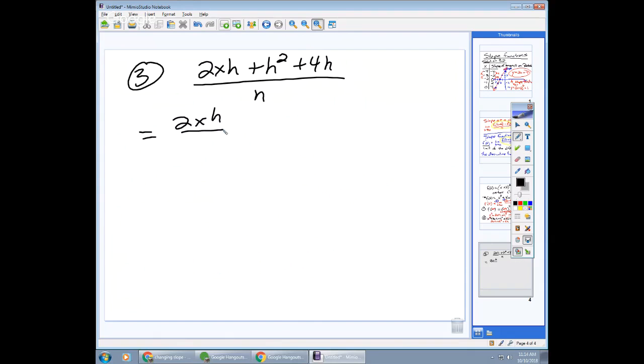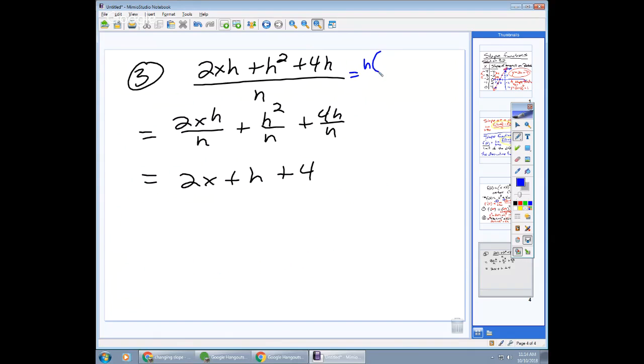So that gives me 2xh over h plus h squared over h plus 4h over h. And that gives me 2x plus h plus 4. If you chose the factor version of this up here, you would pull an h out, and then you'd have a 2x plus h plus 4 left in the parentheses. Right, and you can see the h's on the outside and the bottom cancel, leaving the same thing I have right now. Okay, so 2 different perspectives on the same algebra.